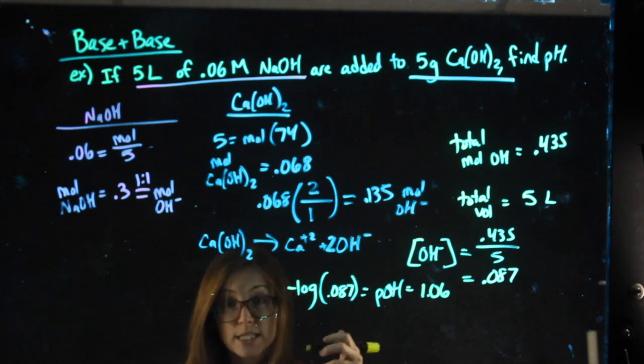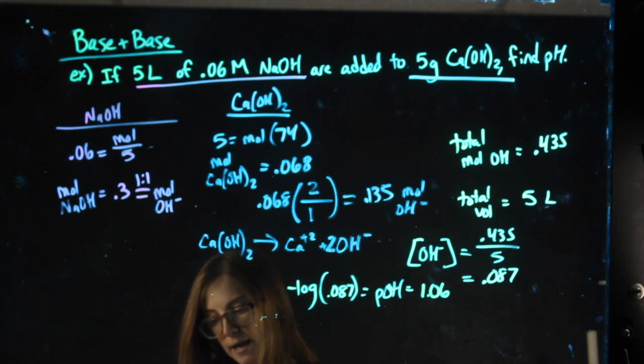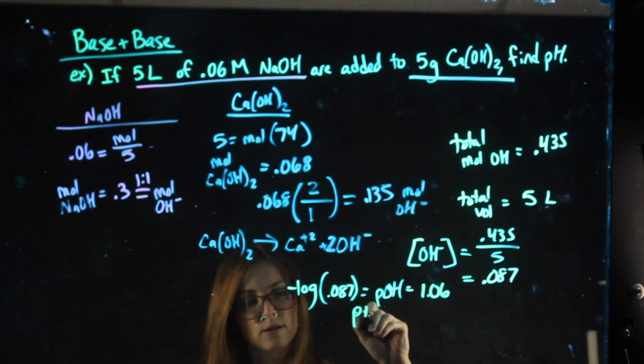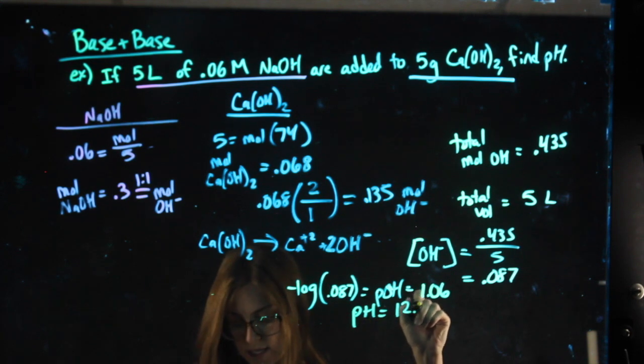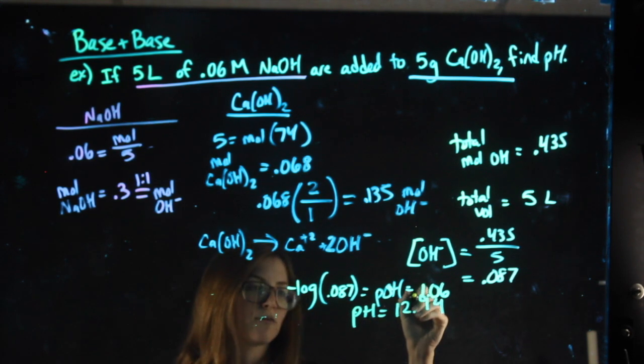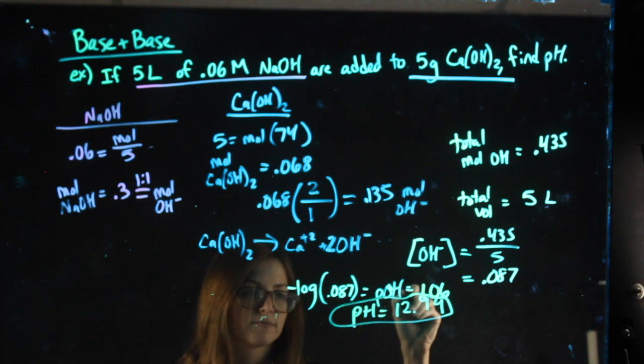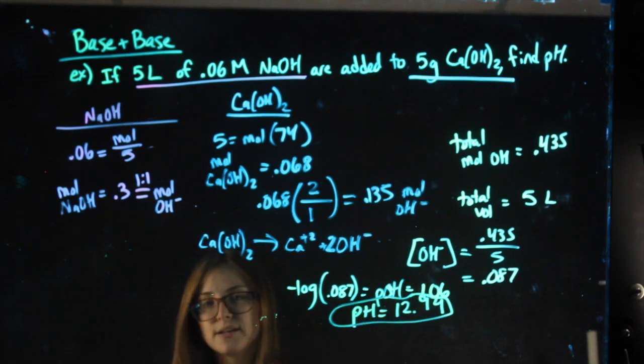Plug that in, basically 14 minus that will get me my pH to be 12.94. Oops, 12.94. Sorry, I got cut off. Should be above 7. We did something right.